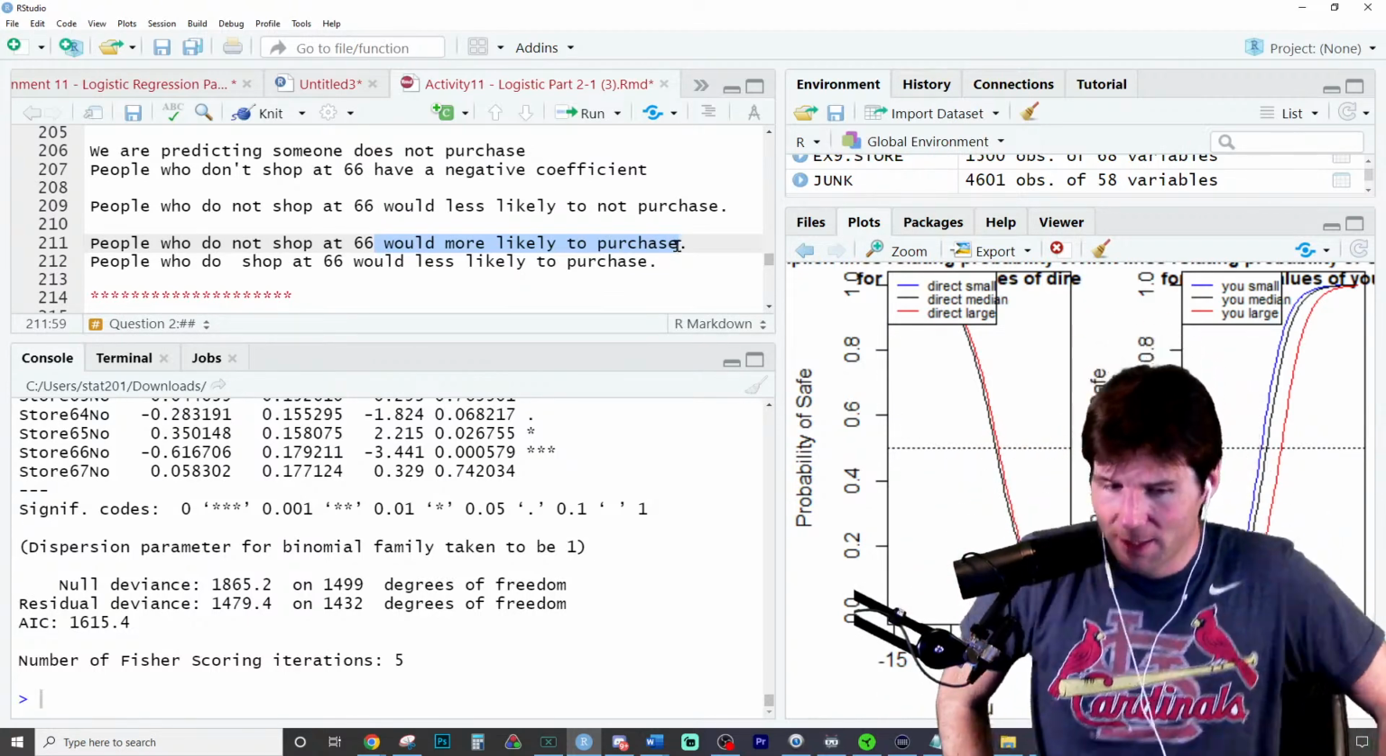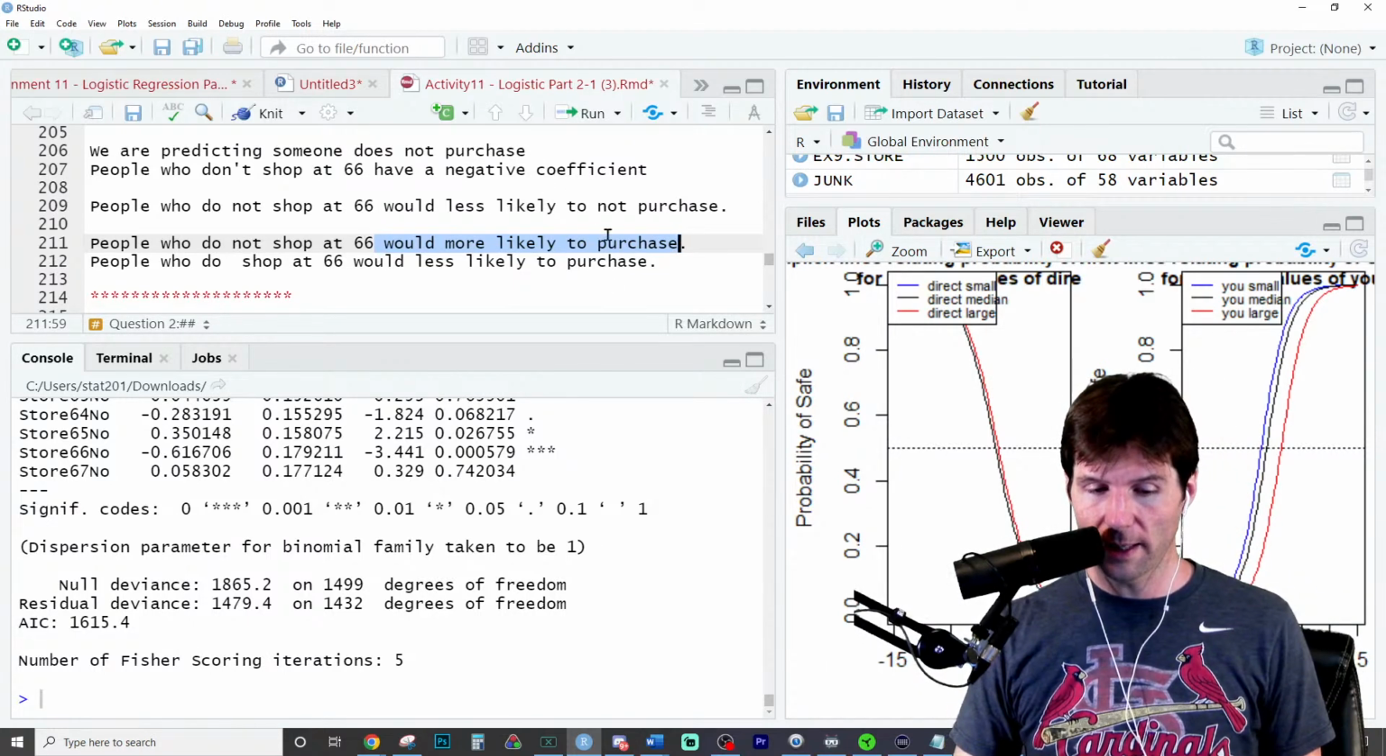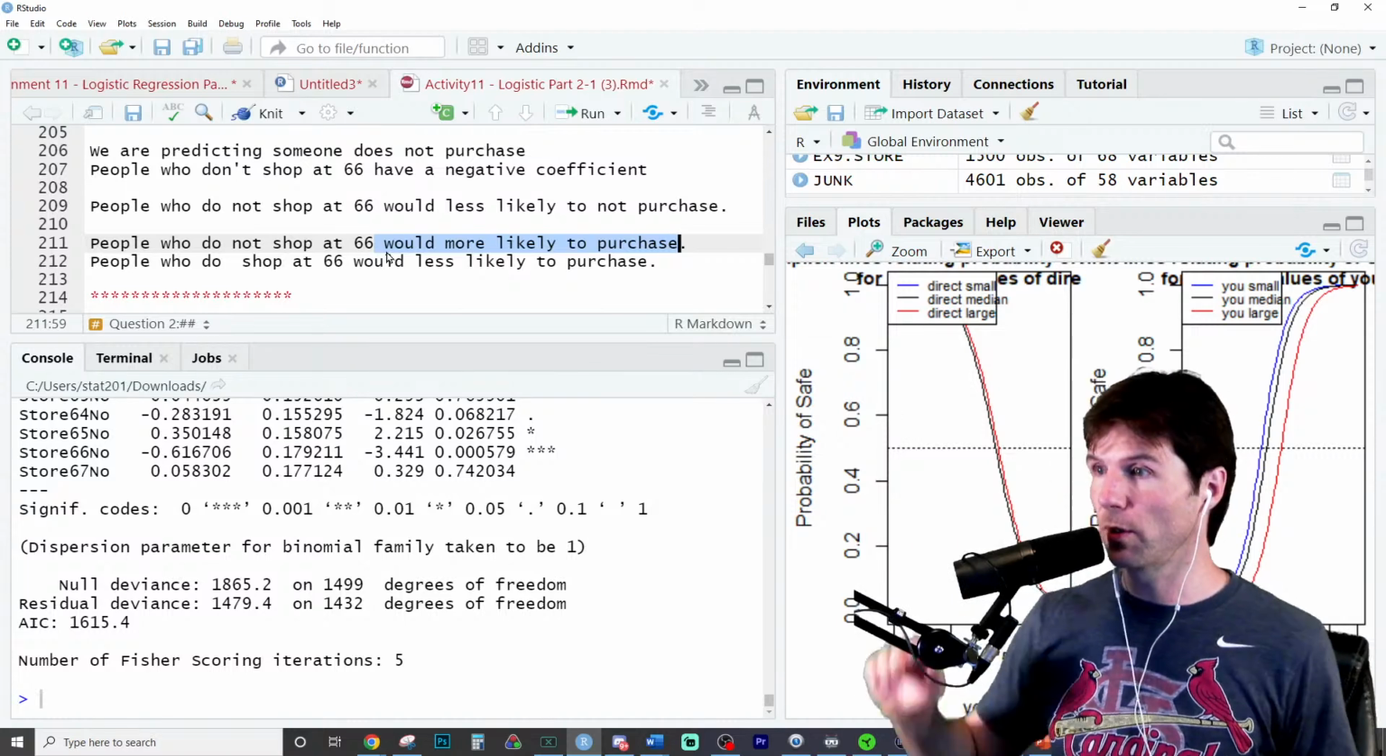Does that make sense as I go from less likely not purchase to more likely to purchase? That's all I changed going from that line to that line.